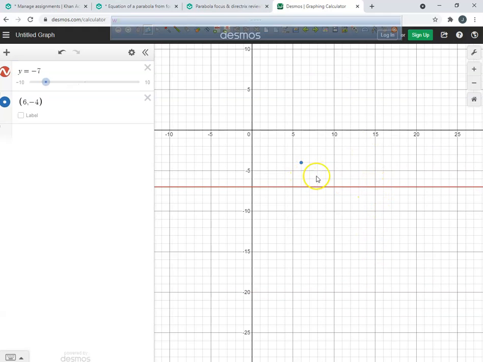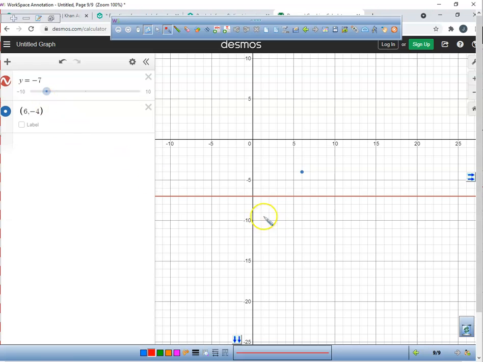Okay. Just by doing this, guys, you can actually figure out where your vertex is going to be. So if you're right here at 6, negative 4, and your directrix is right there at negative 7, what's perfectly between negative 4 and negative 7? Negative 11 over 2. So it's going to be right in here, negative 5.5. That's where we're going to end up. You're going to see when I plot it that the parabola goes perfectly halfway between those two points. All right?